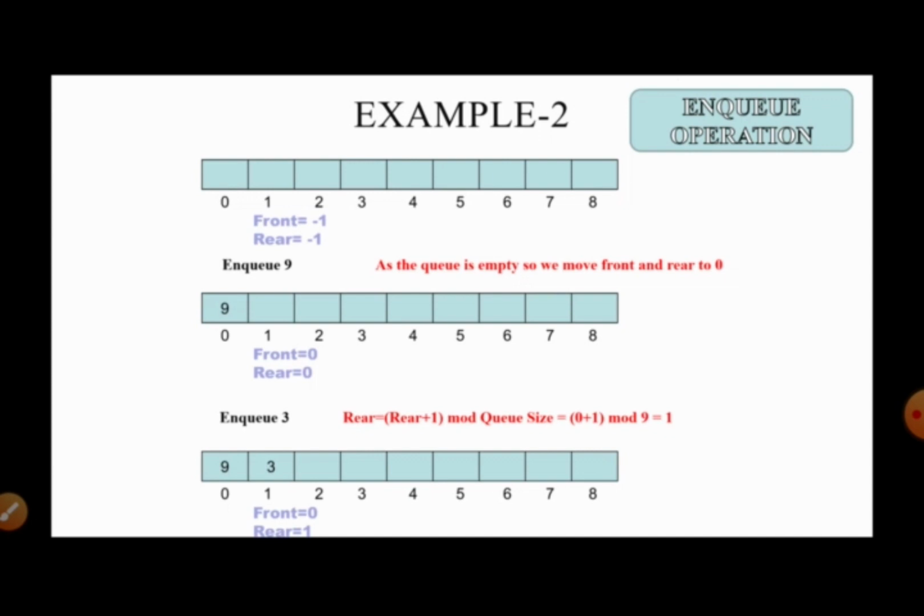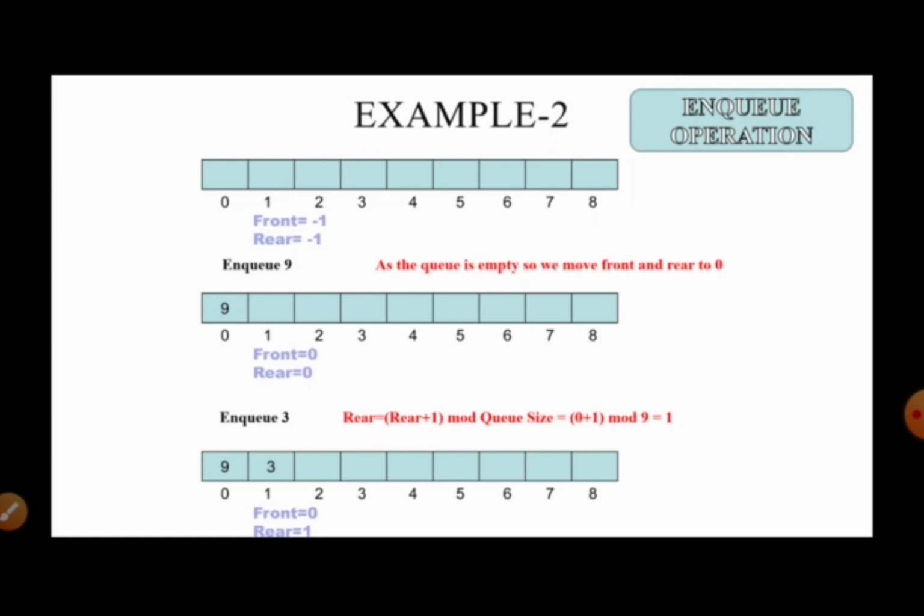If we enqueue the value 3 after enqueuing 9, we can apply a simple formula: rear is equal to rear plus 1 mod queue size. Here the formula for rear is changed. In a simple queue, we were moving rear as rear plus 1 or rear plus plus, a post increment. But in a circular queue, we move the rear index using the formula rear is equal to rear plus 1 mod queue size.